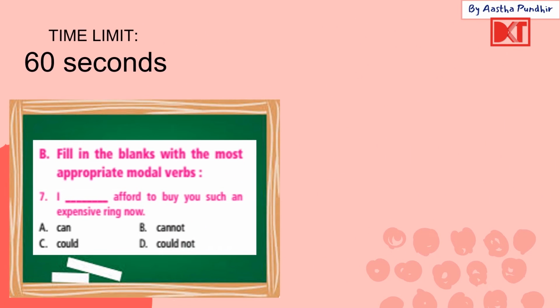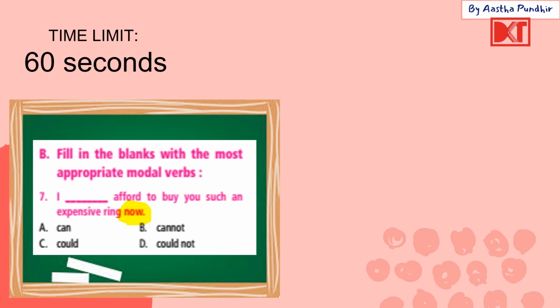Okay, now the next category of question says, fill in the blanks with the most appropriate modal verbs. Here we have to fill in modal verbs. Let's see. I dash afford to buy you such an expensive ring now. I can afford, I cannot afford, I could afford, or I could not afford. Okay, so first of all, focus on here, now. We're talking about right now.